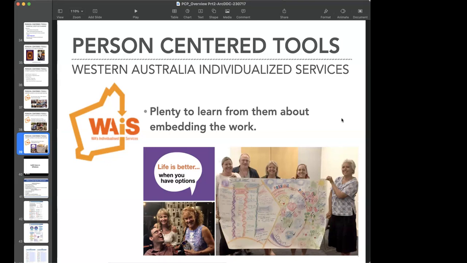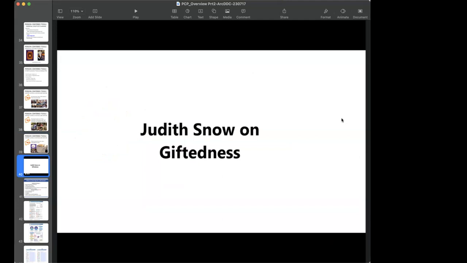I think at the core of the work that we do, I have to bring into the conversation my friend Judith Snow. If we talk about the gifts that people bring, Judith was really the person at the core of that. For those of you who don't know Judith Snow, she happened to end up at the center of what we now know as circles of support.